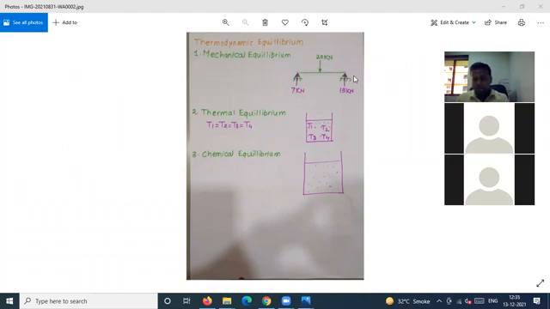In brief, if any body is in mechanical, thermal, and chemical equilibrium with another body, then it is said to be in thermodynamic equilibrium with that body. Is that okay, all of you?